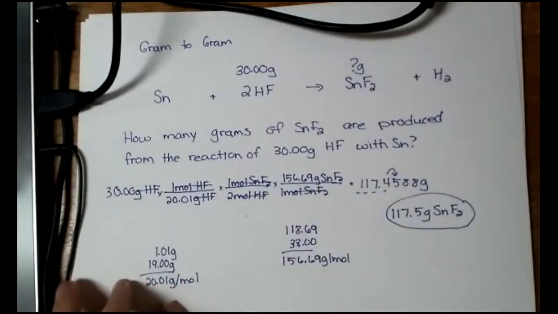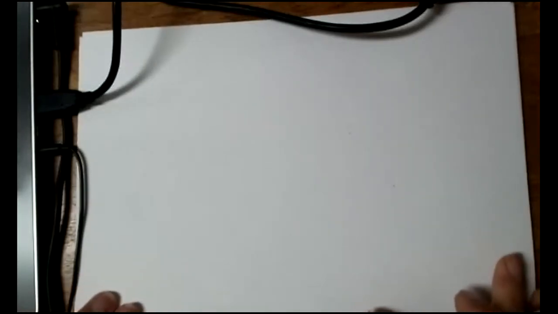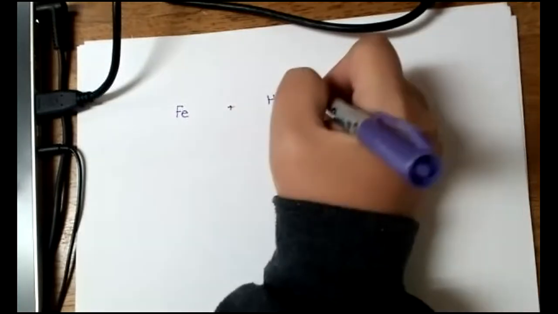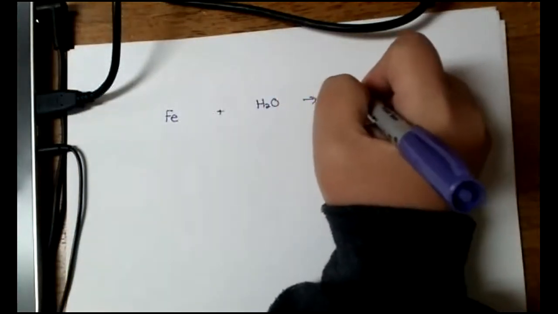Let's do one more problem, and then we will go from there. Okay, so I want to make some iron oxide. So I'm going to combine iron and water to form rust.